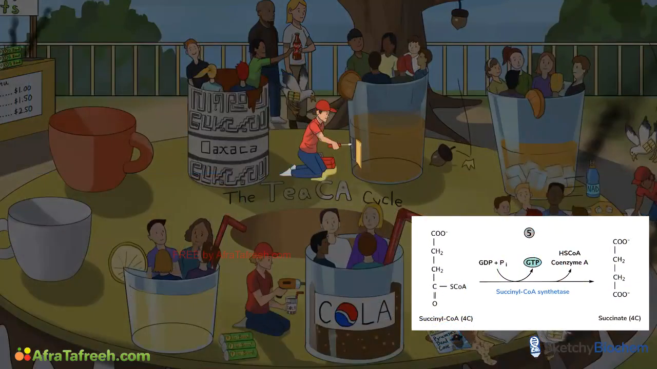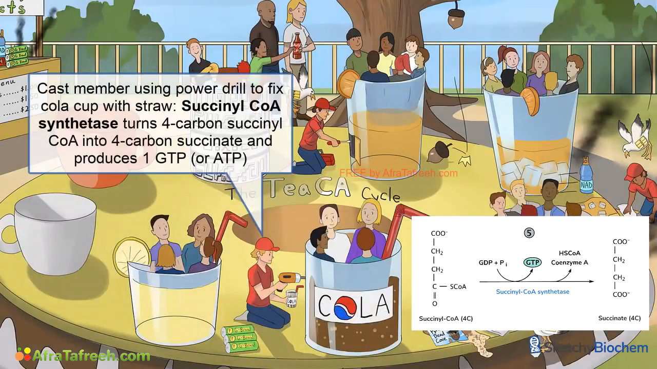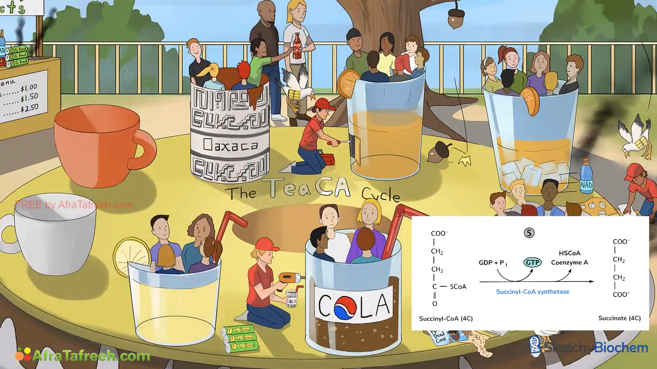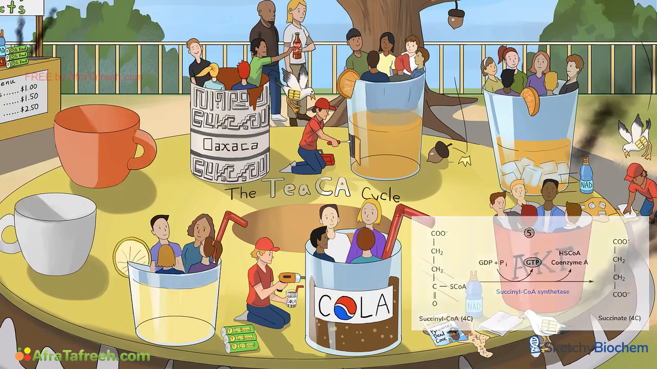Remember our citrate synthase cast member who was using a screwdriver earlier in the sketch? In general, synthase enzymes don't require or produce energy in the form of ATP or GTP, while synthetase enzymes do. That's why the succinyl-CoA synthetase cast member is using a power drill. This reaction produces 1 GTP or ATP, but for the purpose of this sketch, we'll include a triplicate of green G-brand phosphate batteries. In step 5, succinyl-CoA synthetase transforms 4-carbon succinyl-CoA to 4-carbon succinate.